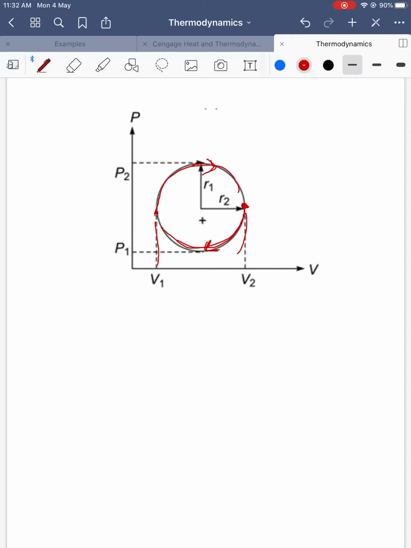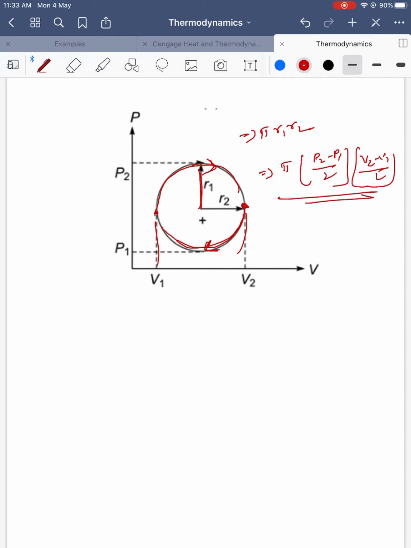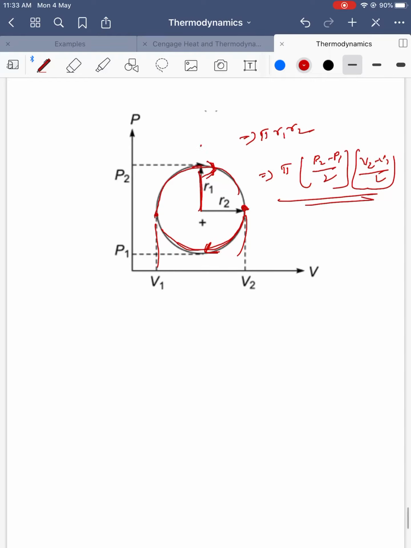So how is it looking? It is looking like an ellipse. The ellipse formula is pi r1 into r2. What is the r1 value? r1 is half of p2 minus p1, so (p2 minus p1) by 2, and the other one, r2, is (v2 minus v1) by 2. So this is the positive work. Instead of clockwise, if the anti-clockwise direction is given, the work will be negative because volume is decreasing.